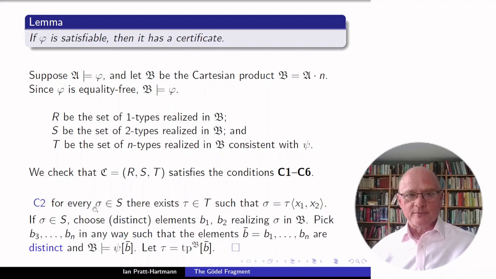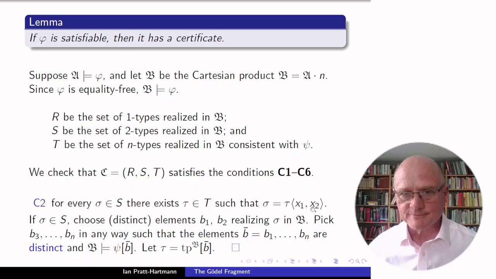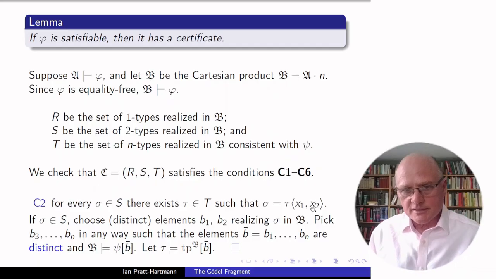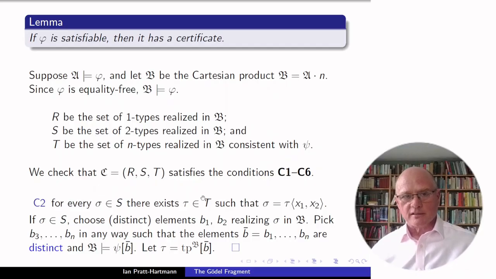Let's just do one more. Condition C2 says for every 2-type sigma in S, there exists an n-type Tor in T, such that sigma is given by the behaviour of the first 2 variables in Tor. Okay, so let's see why that's true.